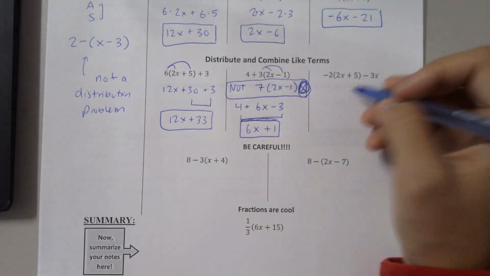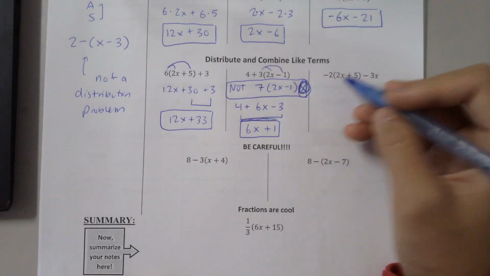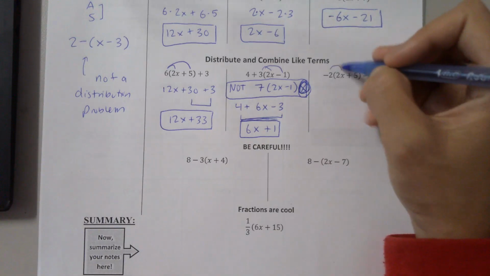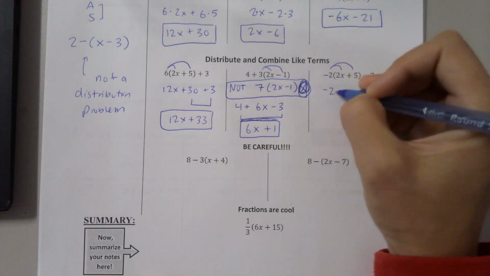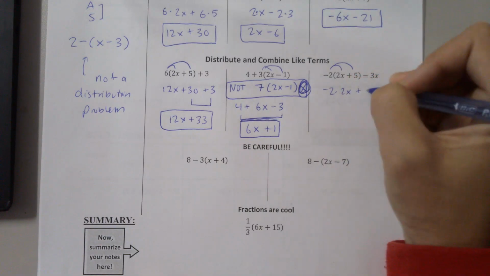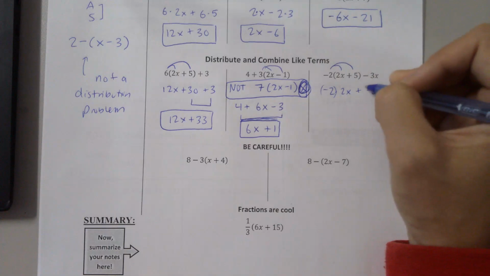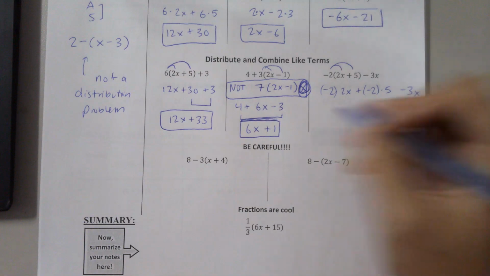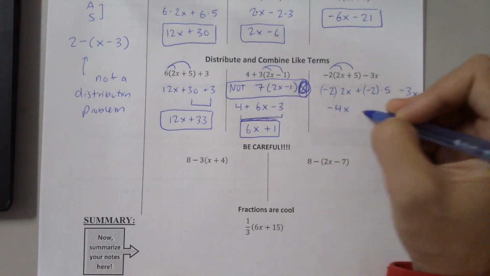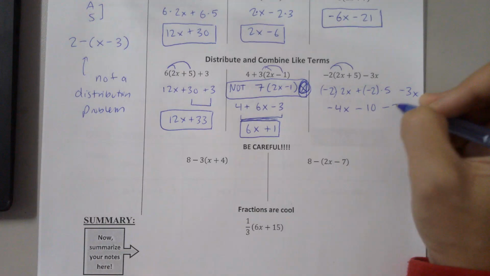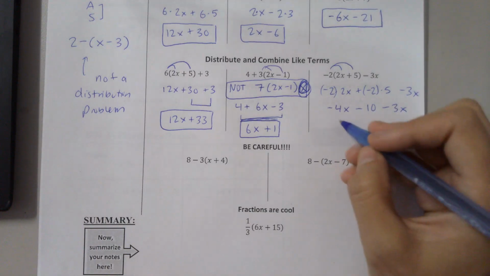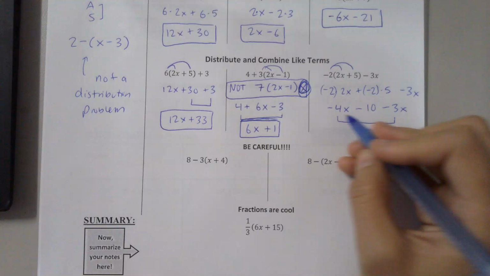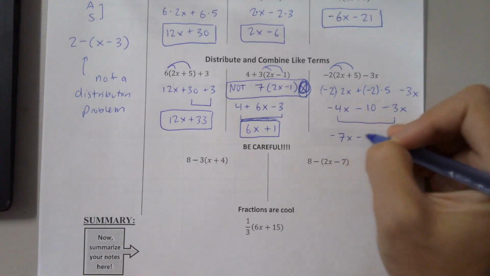Okay, and then here we have a negative number, so you have to remember to distribute the entire negative number. So we have negative 2 times 2x plus negative 2. I'm going to put the negative in parentheses, it's always helpful. Times 5, and then minus 3x. So we get negative 4x minus 10 minus 3x. Combine our like terms. These have x, negative 7x minus 10.